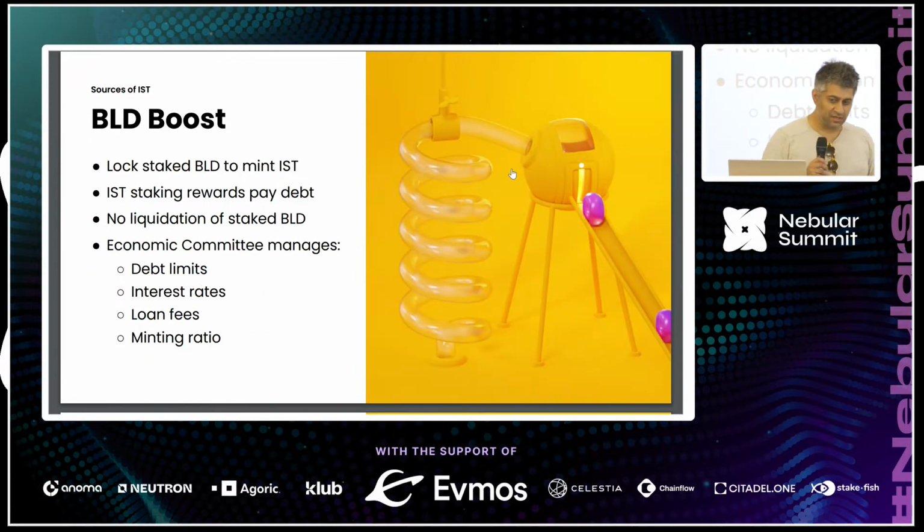Okay, this is the thing that triggers everyone. Because you hear, oh, I can lock the staking token of the platform and get IST. This sounds awfully like Terra and Luna. Are you recreating UST? So why is none of this happening? Obviously we're not doing that. Why are we not doing that?